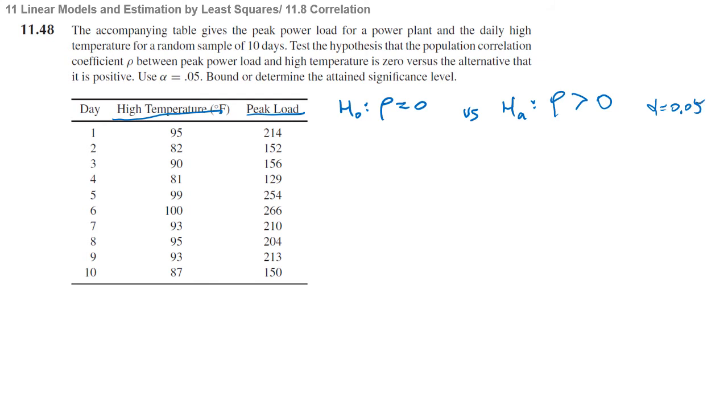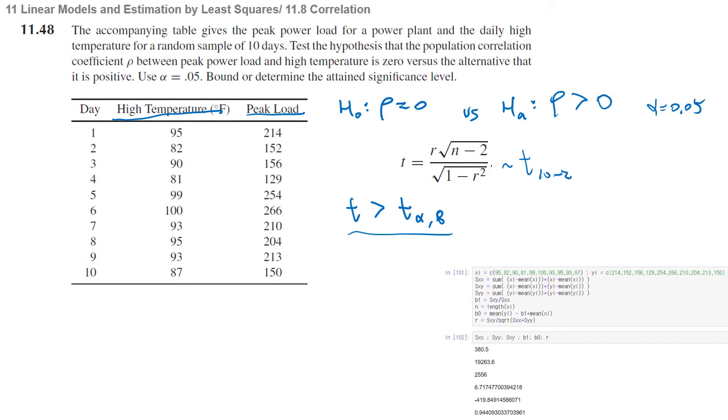And what is the test statistic? For the correlation, the test statistic is this thing. And this test statistic follows a t distribution with degrees of freedom 10 minus 2, so 8. And the decision rule is to reject when t is greater than t alpha with 8 degrees of freedom. Okay, so this is our decision rule, and the next step is to calculate.